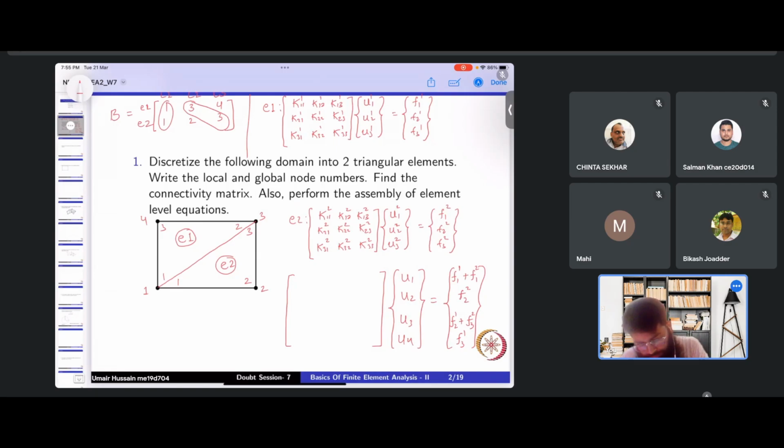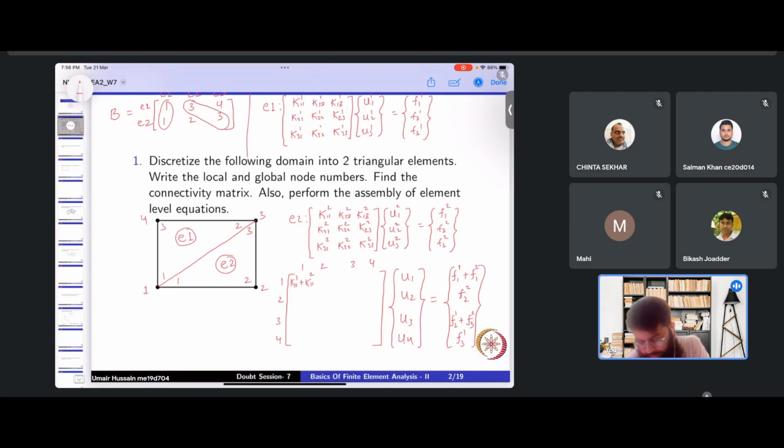So I think this answer was given for the first one. So for position 1 of the global matrix, we have contribution from element 1, we have K11 for element 1, plus again K11 for element 2. For 1, 2, we find this connectivity only in element 2. So we have K12 from element 2.